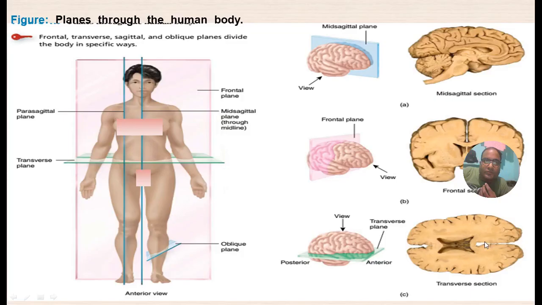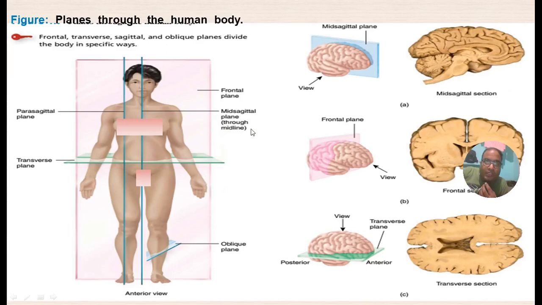So in this figure, all the terms which we have discussed will be clear, and will help you understand clearly. There is a plane, the mid-sagittal plane, which divides the body into right and left sides, two equal halves. So this plane is the mid-sagittal plane, that is, through the midline.